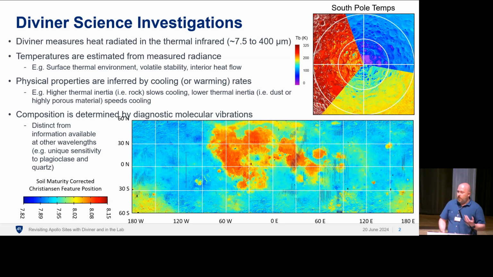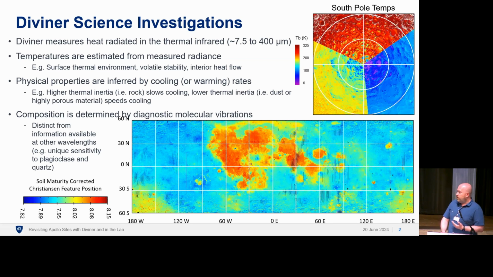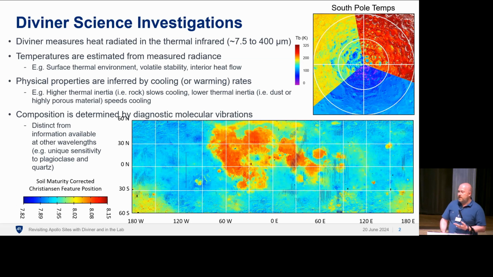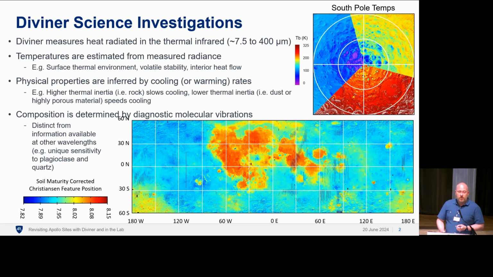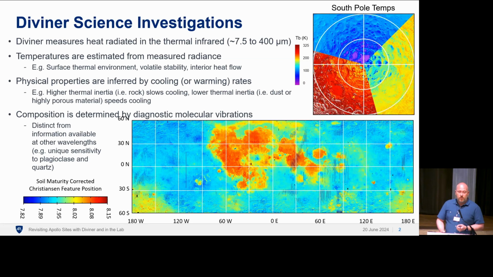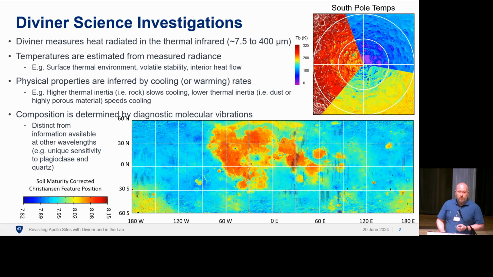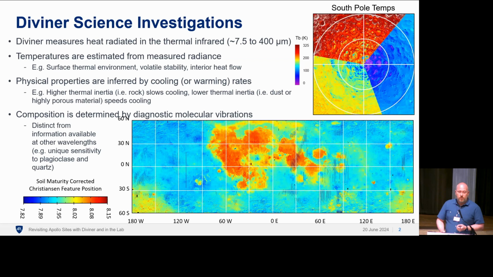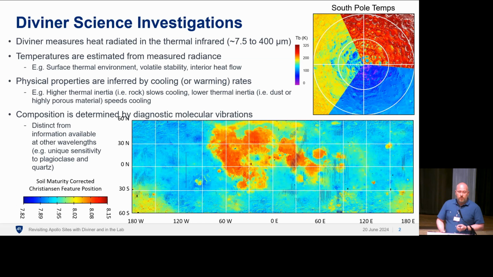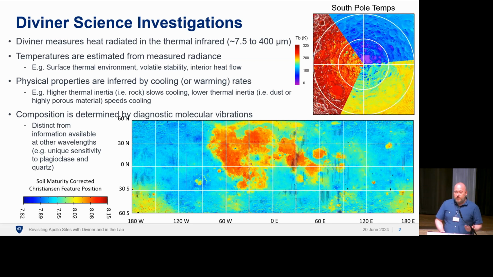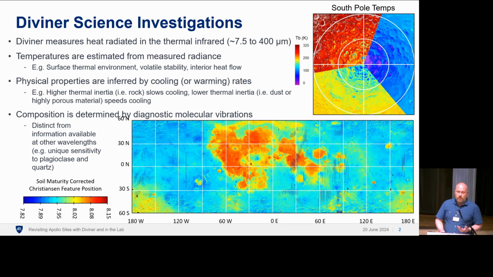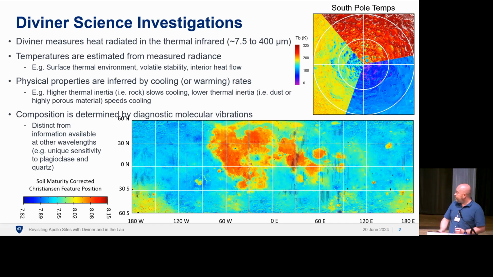And then the part of the investigation that I've been most involved with over the last 15 years is the compositional investigation. And for this, we're doing multispectral spectroscopy to try to interpret the composition on the surface, as well as the composition of that plagioclase, and also the presence of really silicic materials like quartz.